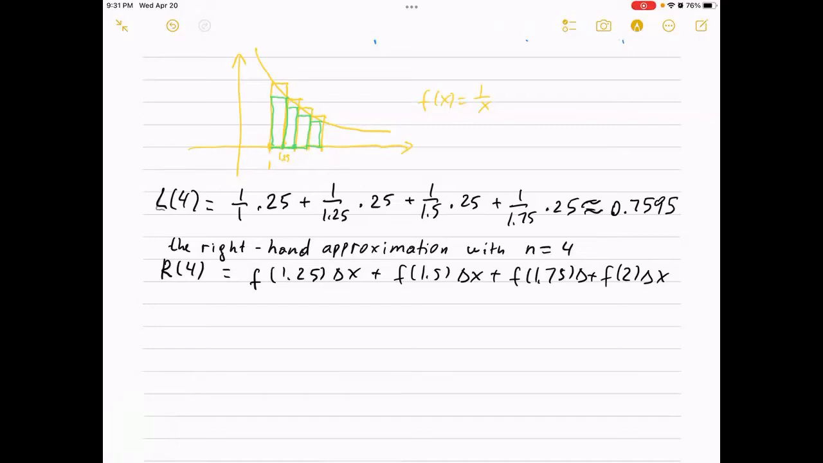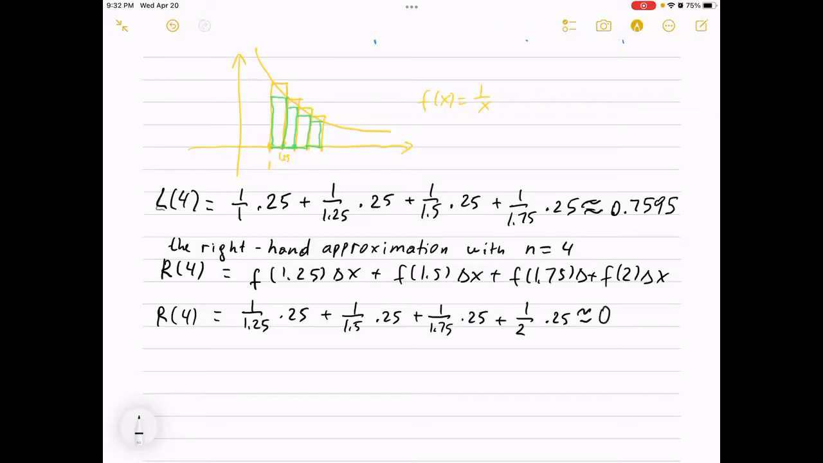So let's do the actual calculations. R4 is going to be 1 divided by 1.25 times 0.25, plus 1 divided by 1.5 times 0.25, plus 1 divided by 1.75 multiplied by 0.25, plus 1 divided by 2 multiplied by 0.25, which is approximately, to 4 decimal places, 0.6345.